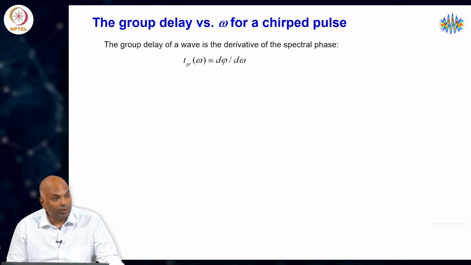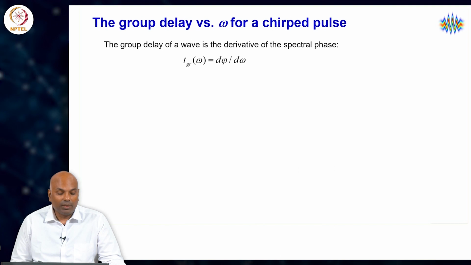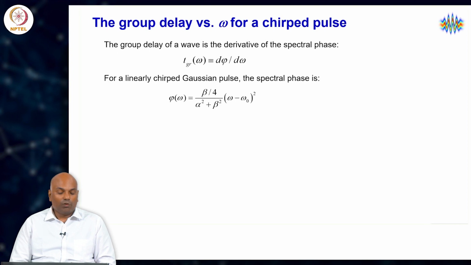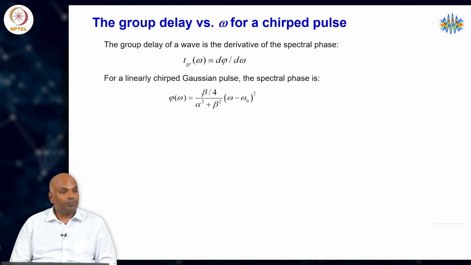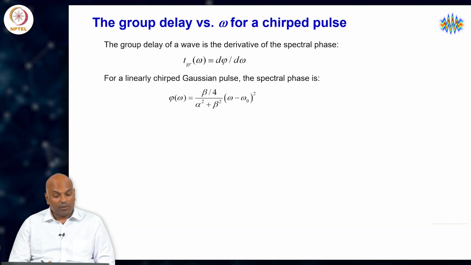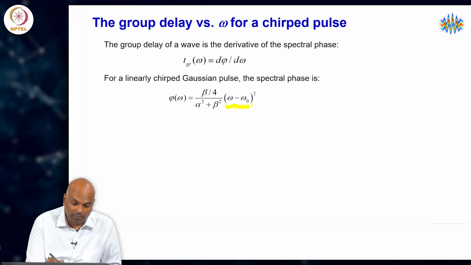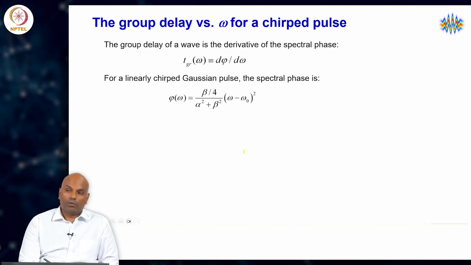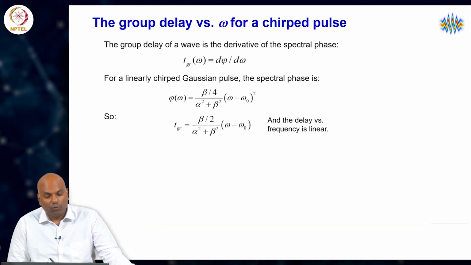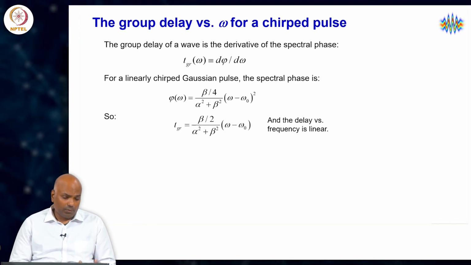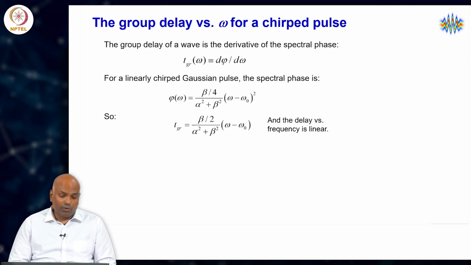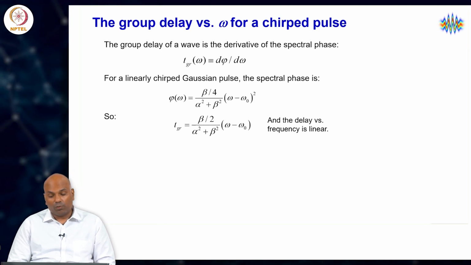Now we can compute its group delay, which is simply d phi by d omega, by extracting phi of omega, which is beta divided by 4 plus divided by alpha square plus beta square in the denominator, multiplied by omega minus omega naught square, which comes about because of the shift theorem. So, the group delay essentially is straightforward to compute. Just take the derivative with respect to omega. It just gives you a factor twice omega minus omega naught.